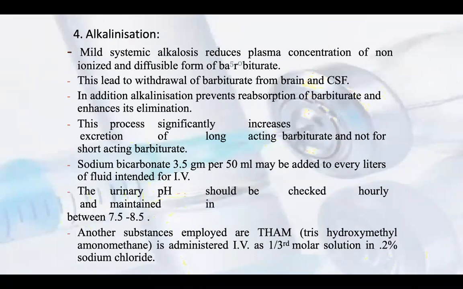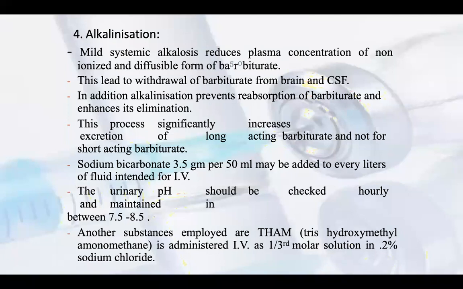Then you have to use alkalinization. It is mild systemic alkalosis, which reduces the plasma concentration of the non-ionized and diffusible form of barbiturates. This leads to withdrawal of barbiturates from the brain and CSF. In addition, alkalinization prevents reabsorption of barbiturates and enhances their elimination. This process significantly increases excretion of long-acting barbiturates and not of short-acting barbiturates.